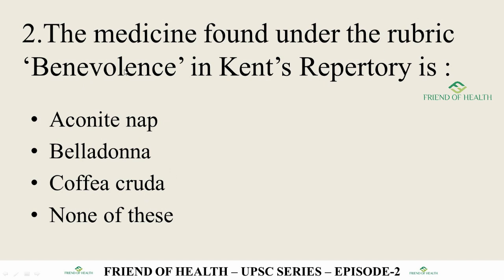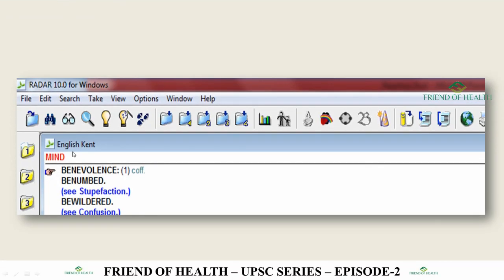So you have to have very thorough knowledge about the previous questions asked. Whatever I suggested in the last question, you should go through previous question papers of every exam when you are preparing for the UPSC exam also. It's not that you will work out only UPSC previous question papers. So benevolence in Kent Repertory, a very repeatedly asked question. Answer is coffea cruda. You can see in the mind chapter of Kent Repertory, benevolence, coffea cruda.